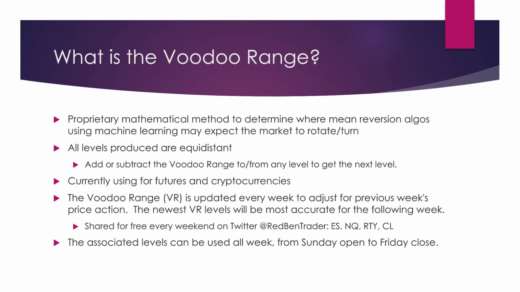The ES, NQ, RTY, and CL futures contracts. You can take a look at the current contract, where the Voodoo range is, where the levels are. It's important to know that when each Voodoo range is updated, the newest Voodoo range or VR levels will be the most accurate for the following week. You can still use old VR levels and they won't be useless, but the current ones will be the best. And they are useful from Sunday open to Friday close.